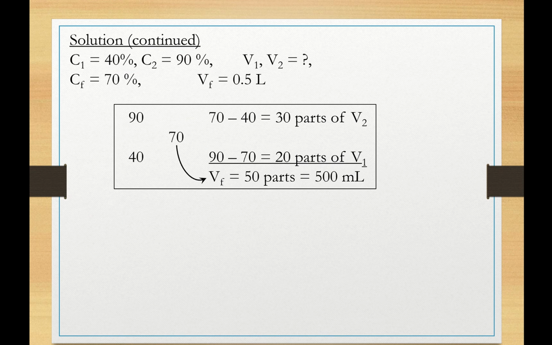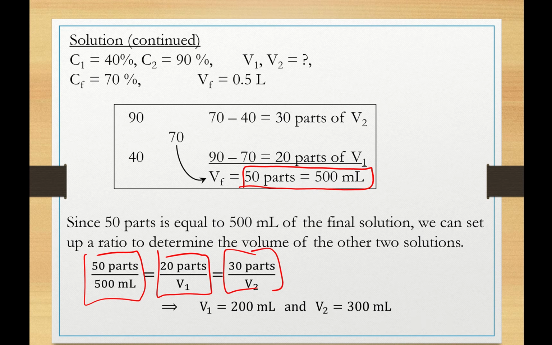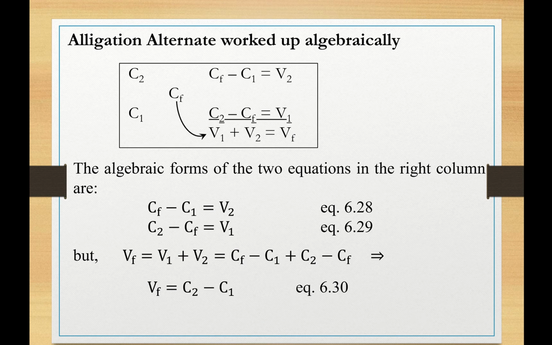So now you can go ahead and make a ratio. This is what we have here. So 50 parts is the Vf, and that's equal to 500 ml. 20 parts of V1 and 30 parts of V2. So just cross multiply here and determine V1, which is equal to 200 ml, and V2, which is equal to 300 ml. Okay, so this is how you approach this problem using the alligation alternate method.